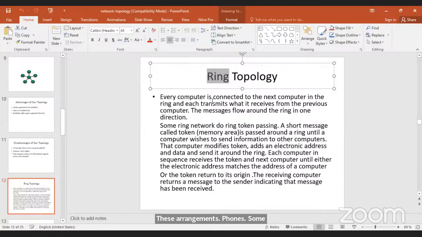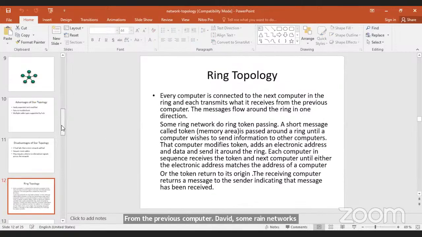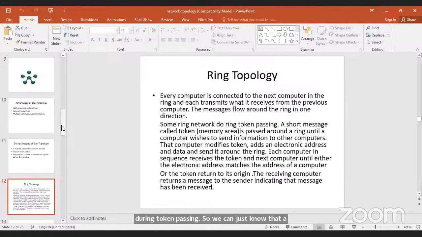Yeah, so every computer is connected to the next computer in a ring, and each transmits what is received from the previous computer. The message flows around the ring in one direction. Some ring networks do ring token passing, so we can just know that the computers are connected around to form what's called a ring.